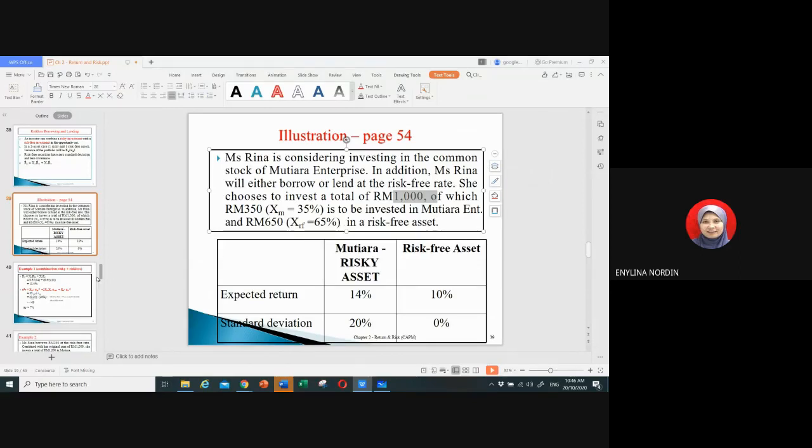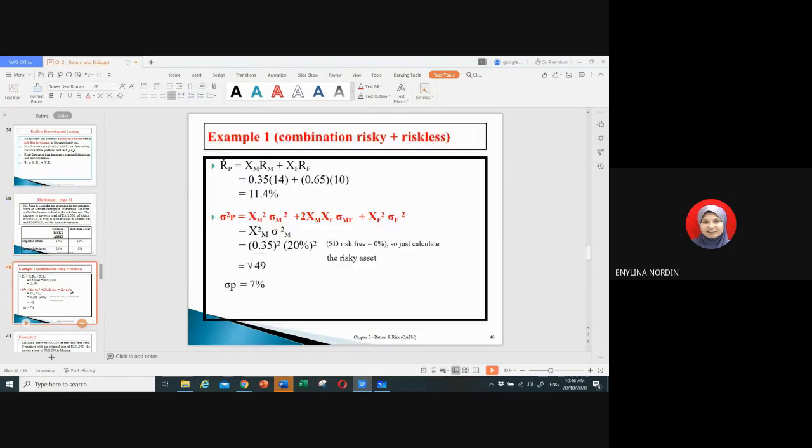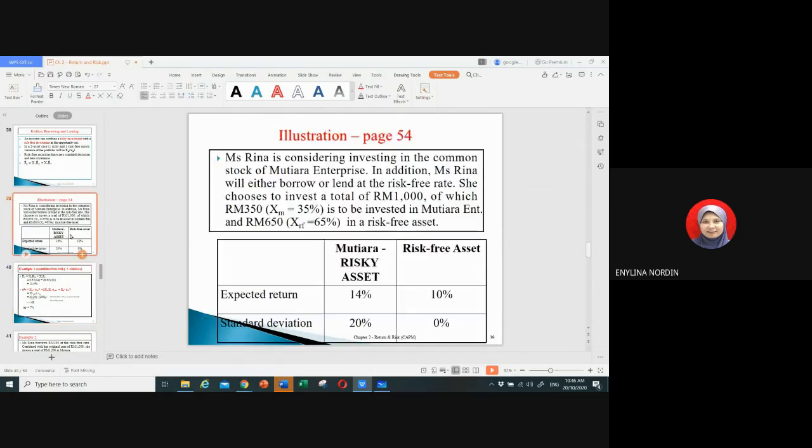So you are a risk-averse investor lah, right? You are a risk-averse investor because you invest more in the risk-free asset. So therefore, your expected returns from your portfolio is going to be 11.4%. Okay, standard deviation. So this is what I mentioned just now. Okay, when there is a portfolio combining a risky and risk-free asset, that means you have zero risk on the risk-free part, right?